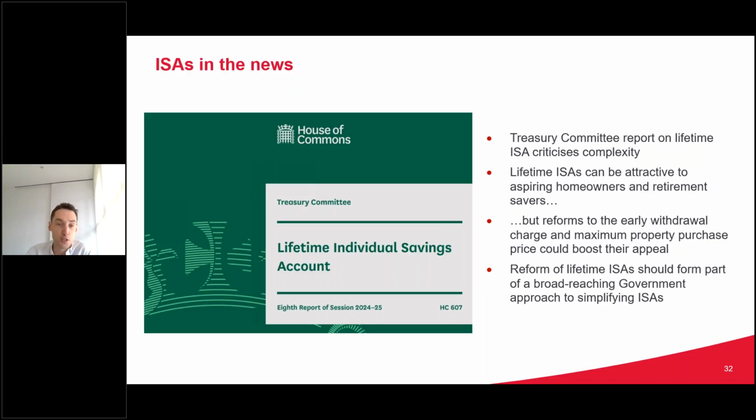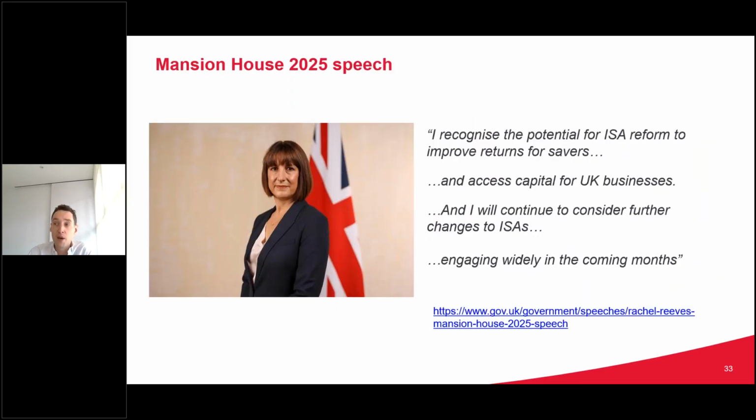So we could see some changes to the lifetime ISA environment. Going back to the Chancellor's speech then, as I said, there was all this talk that there was going to be some big changes to cash ISAs, but that didn't materialise in the speech itself. The only mention of ISAs themselves was this line here that I've just cut out. So the Chancellor recognises the potential for reform to improve returns for savers.